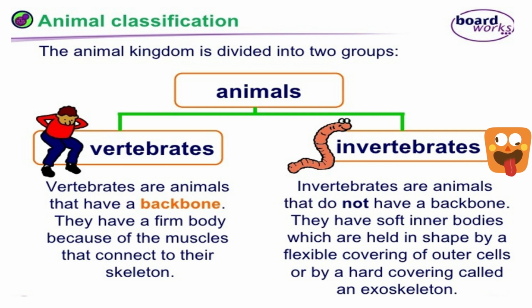Invertebrates are animals that do not have backbone. They have soft inner bodies which are held in shape by a flexible covering or outer cells, or by a hard covering called exoskeleton. They are usually smaller than vertebrates and move slower too.